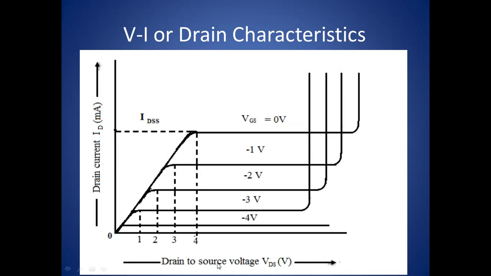Here the drain to source voltage is taken on the x-axis and drain current on the y-axis for a particular value of gate to source voltage. First we set the gate to source voltage to 0 volt, so we will get a curve like this. We repeat the experiment by changing the gate to source voltage to 1 volt, 2 volt, 3 volt, 4 volt, etc. We will get this diagram.